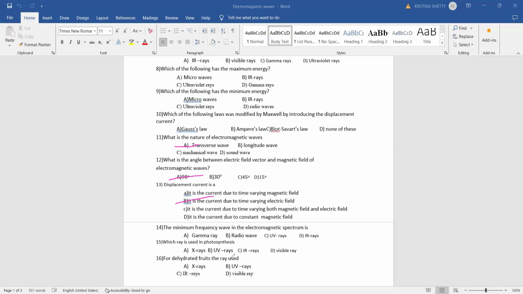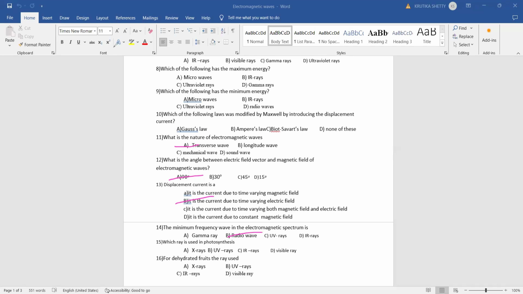Okay, this I already told you. The minimum frequency wave in the electromagnetic spectrum, they are asking, which is having the minimum frequency? I just told you regarding gamma rays: highest energy, lowest wavelength, and highest frequency. Here what they are asking, minimum frequency will be for the radio waves. Frequency and wavelength are reciprocal.